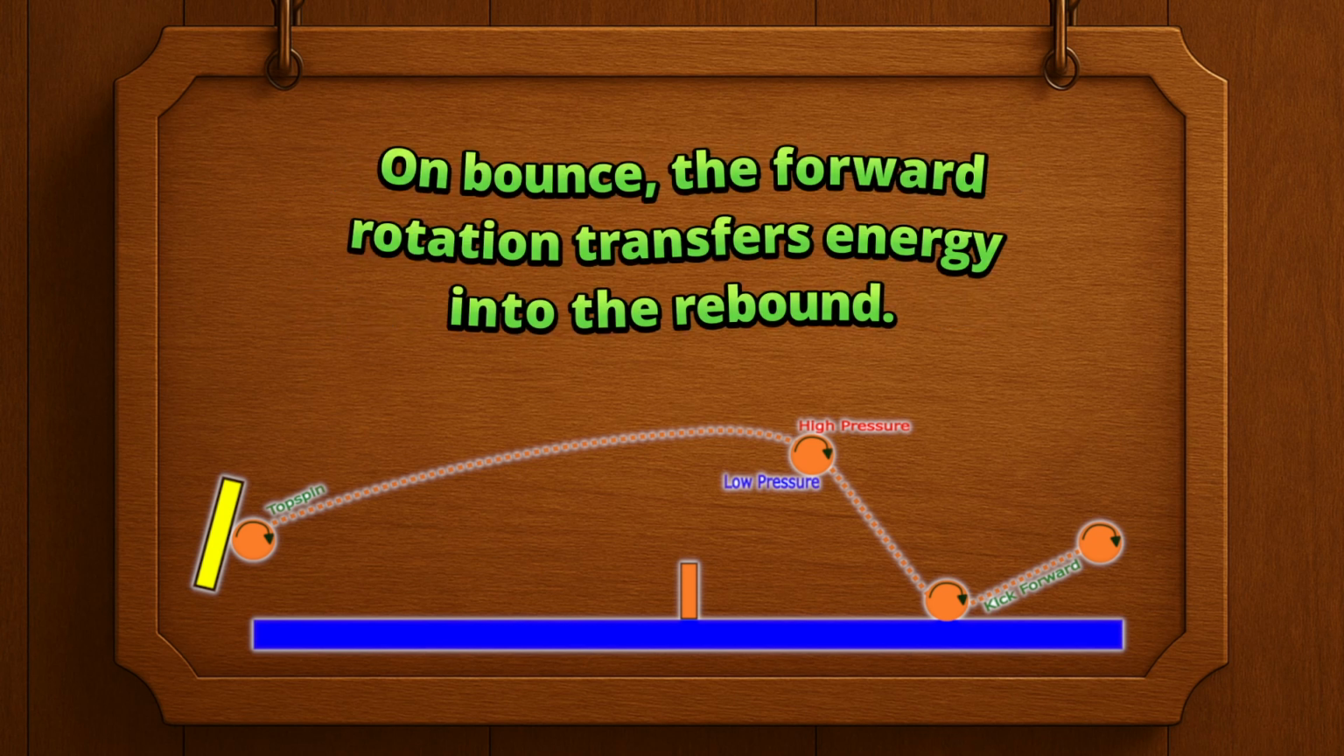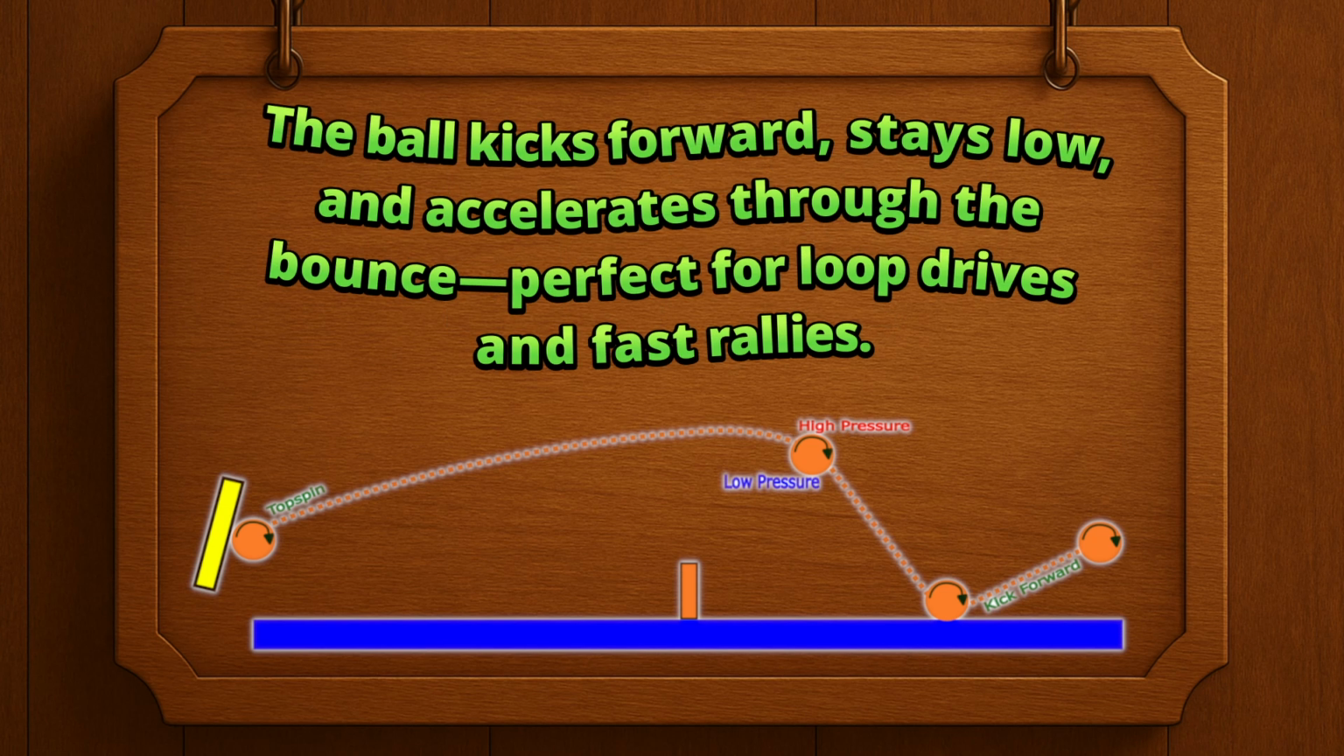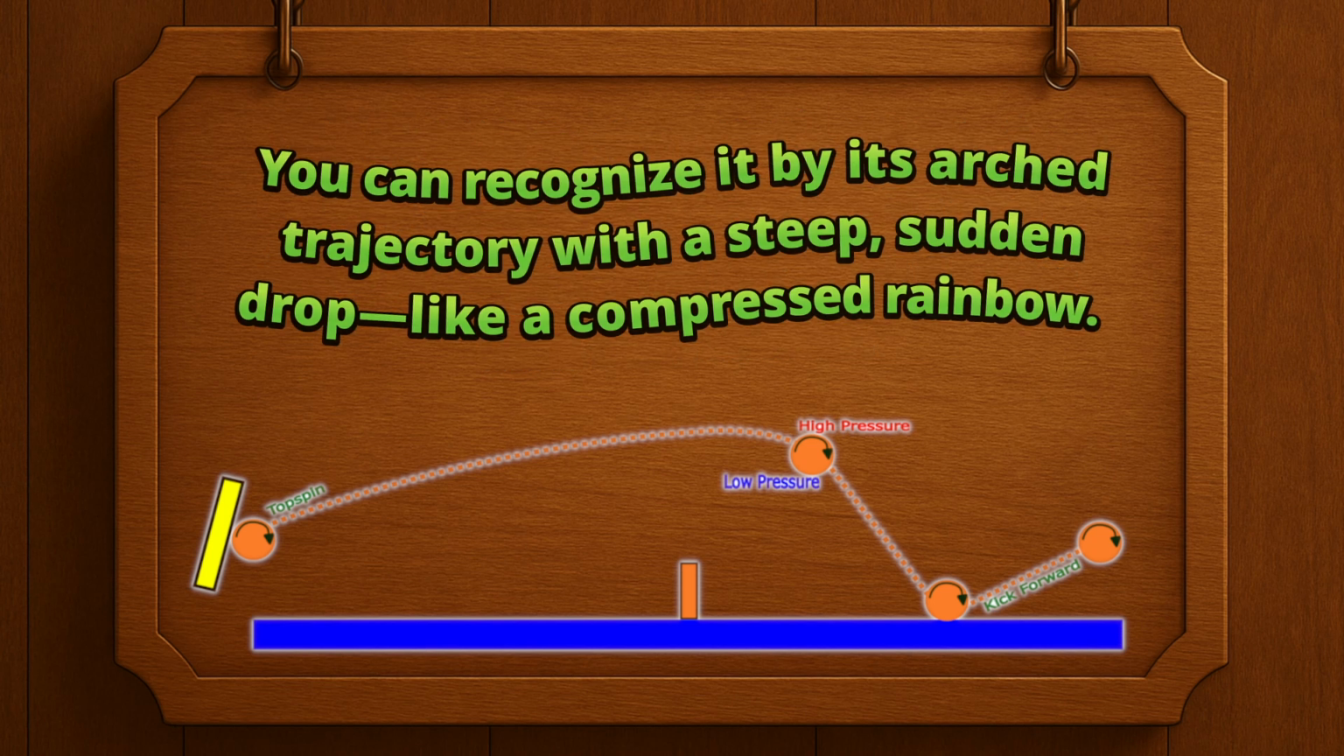On bounce, the forward rotation transfers energy into the rebound. The ball kicks forward, stays low, and accelerates through the bounce, perfect for loop drives and fast rallies. You can recognize it by its arched trajectory with a steep, sudden drop, like a compressed rainbow.